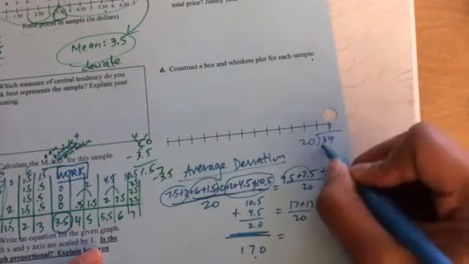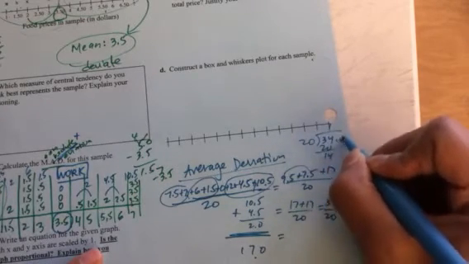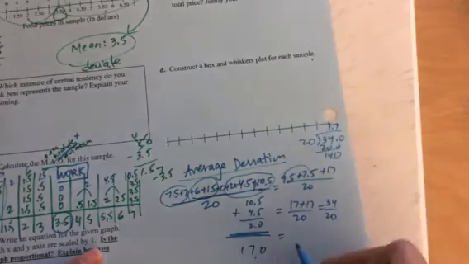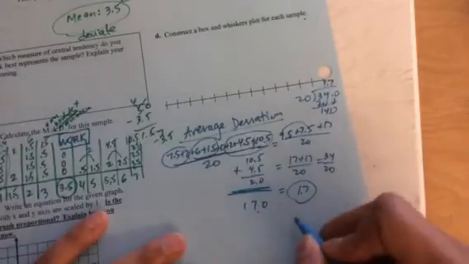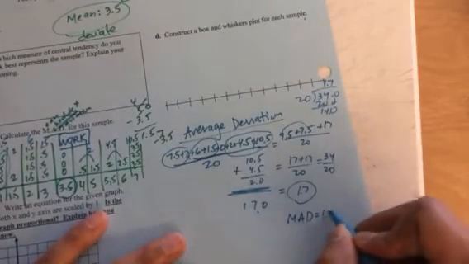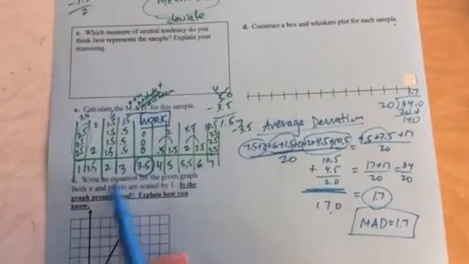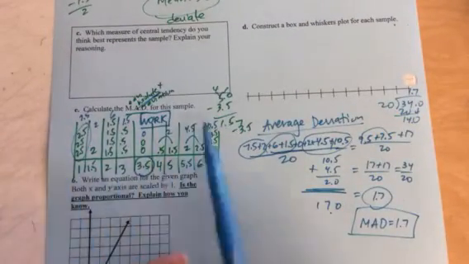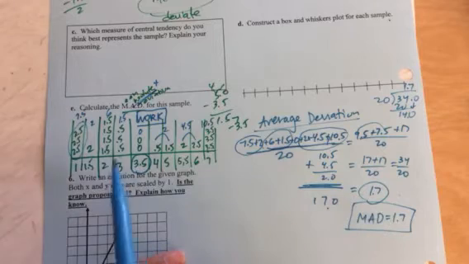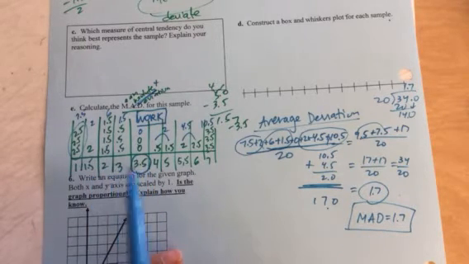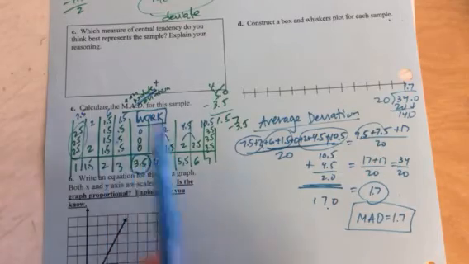20 goes into 34 one time. That's 14. And that goes into it 7 times. So your MAD is 1.7. That means the way the data spreads from the mean, the whole entire data, they deviate on average 1.7. That means they're $1.70 away from the mean on average.